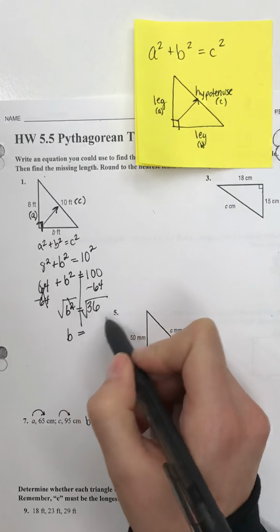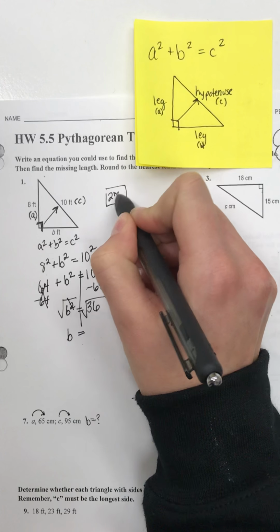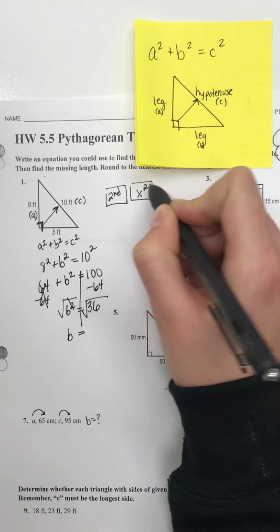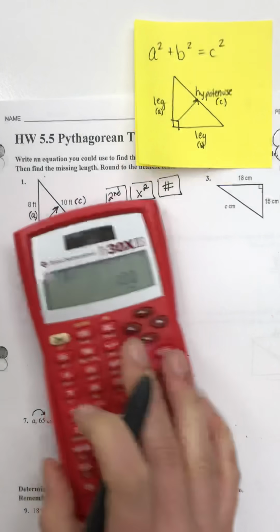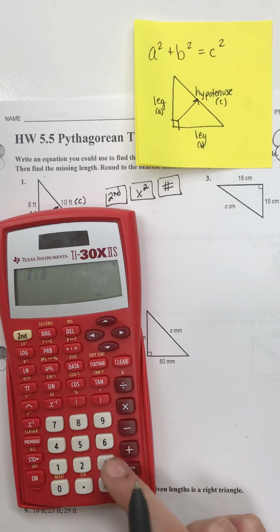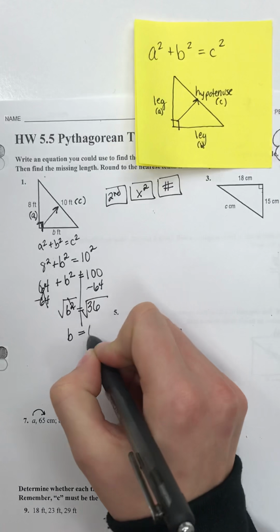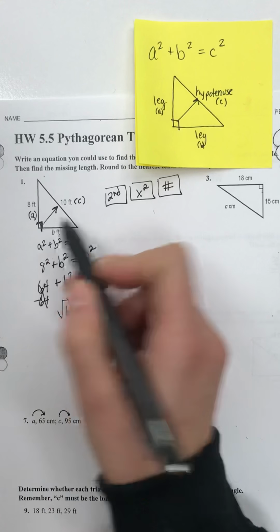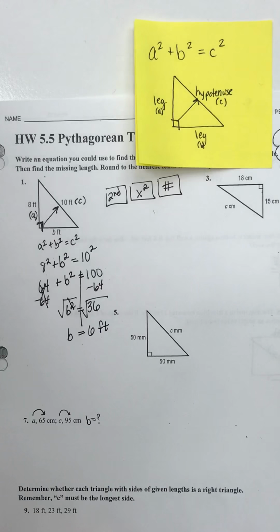In your calculator, in order to put a square root symbol in, you hit the second button, you hit the x squared button, and then you type the number. So in my calculator, I'm going to hit second x squared 36, and that gives me b is equal to 6. Now this is side length, so notice how your triangle is labeled in feet, so you want FT as your label.